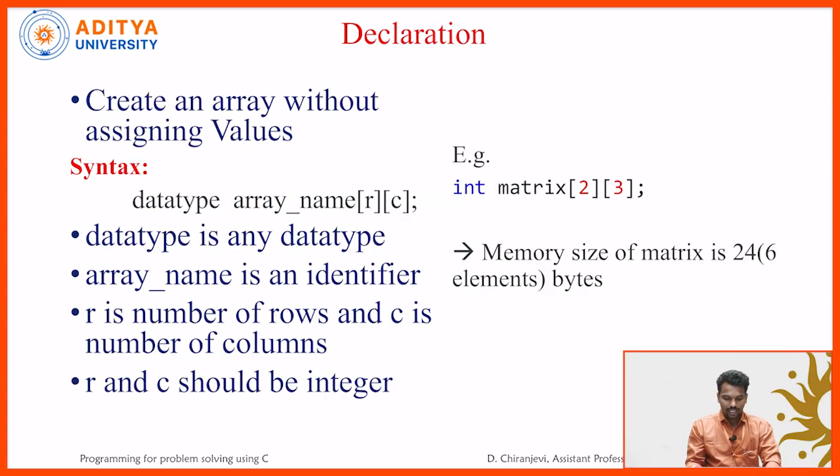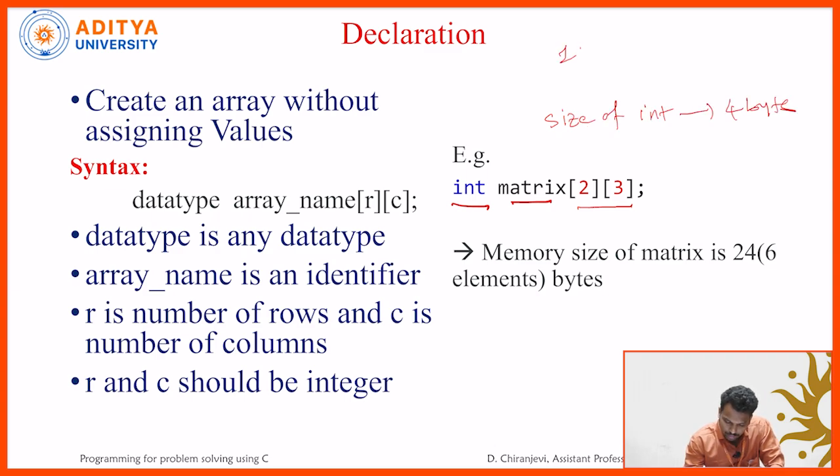Now, I have already discussed declaration. The simple example: this is the data type, this is the array name, and this is the size of the 2D matrix, 2 by 3. It means a total of 6 elements will be stored. One integer element occupies 4 bytes, so the size of int is 4 bytes, where 1 byte equals 8 bits. So how many elements in total? 6 elements. One element occupies 4 bytes, so 6 into 4, a total of 24 bytes of memory will be occupied by this 2 by 3 matrix array.